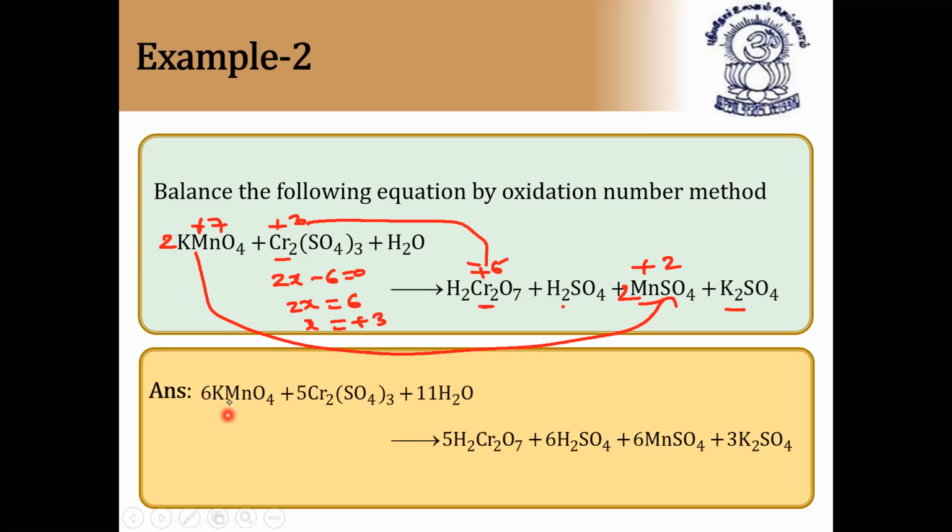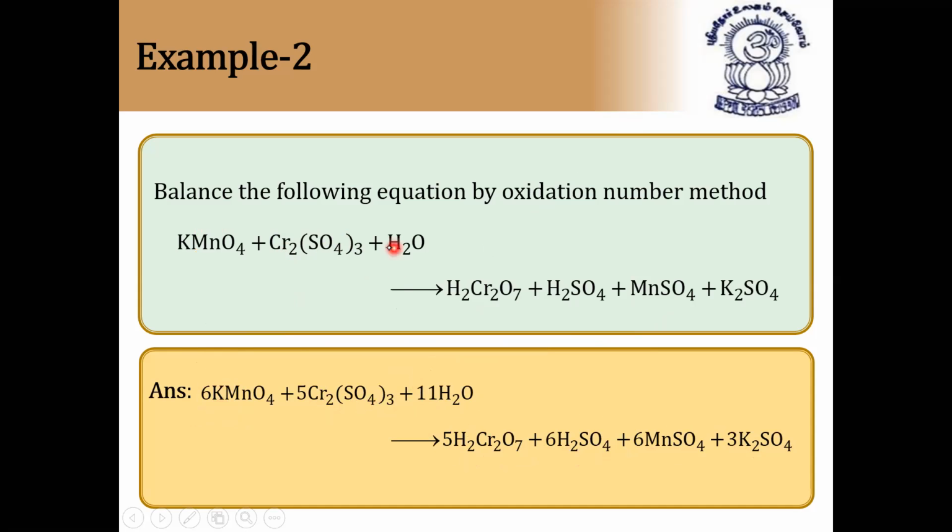Let us see the answer now. So 6 KMnO4 plus 5 Cr2(SO4)3, taking this, plus 11 H2O gives 5 H2Cr2O7, 6 H2SO4 plus 6 MnSO4 plus 3 K2SO4. So this is the final equation. So we have to learn these examples, very, very important.